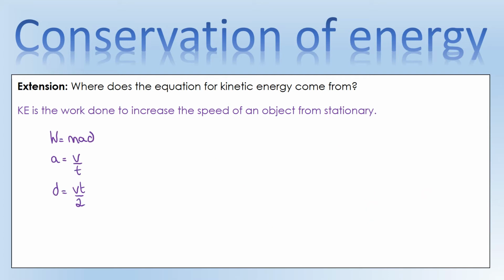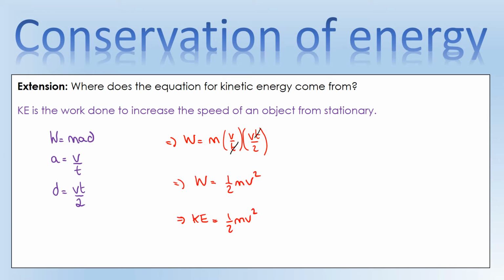If we put those three things together, what we get is work done is calculated like this. We can cancel out the t's, and we can simplify it to this: work done is half mv squared. Kinetic energy is the work done to increase the speed, so that means kinetic energy is half mv squared. This is where this equation actually comes from, and we can go about testing it experimentally if we want to, which we might do in a future class. Okay, so that's our kinetic energy.